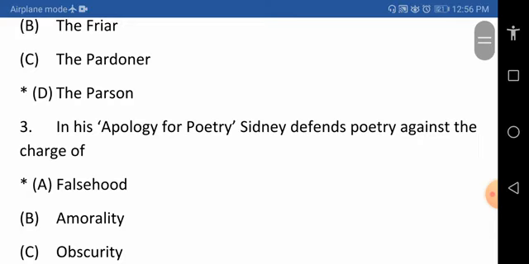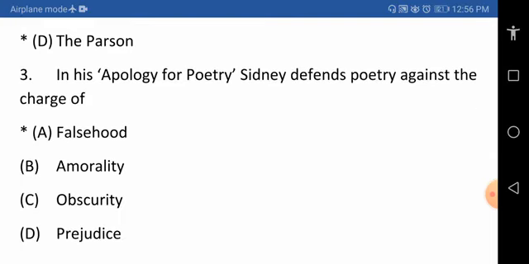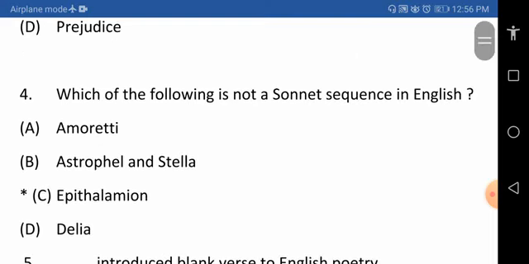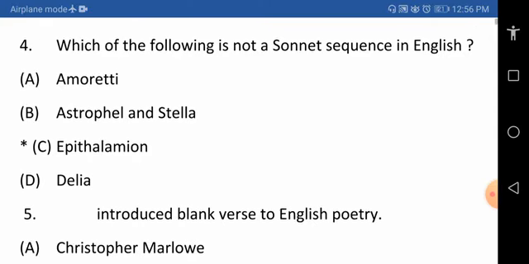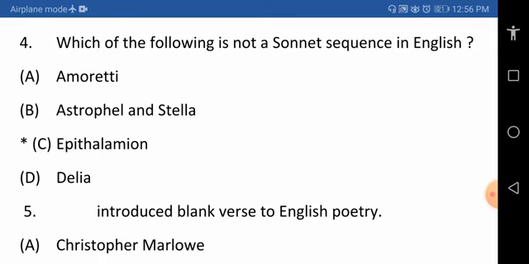Question number 3. In his Apology for Poetry, Philip Sidney defends poetry against the charge of falsehood. Which of the following is not a sonnet sequence in English literature? The options given here are Amoretti, Astrophil and Stella, the Epithalamion, and Delia. The answer is the Epithalamion.